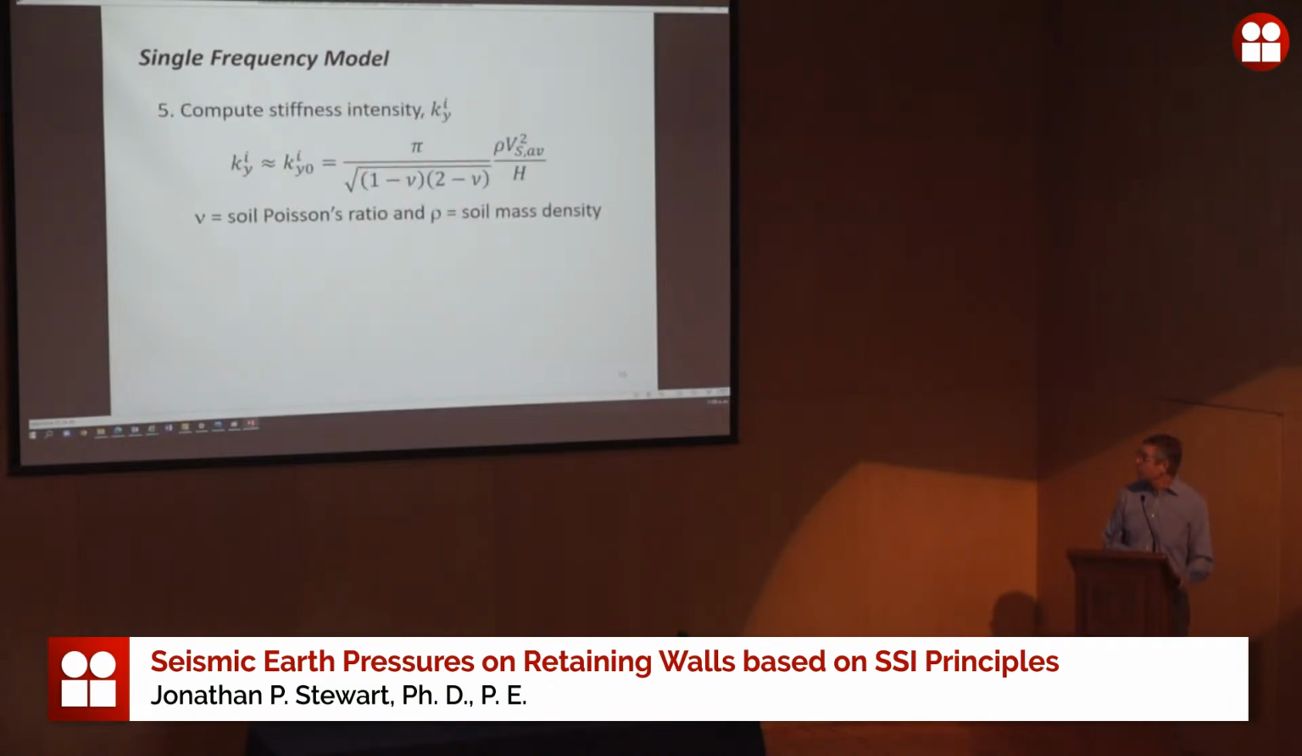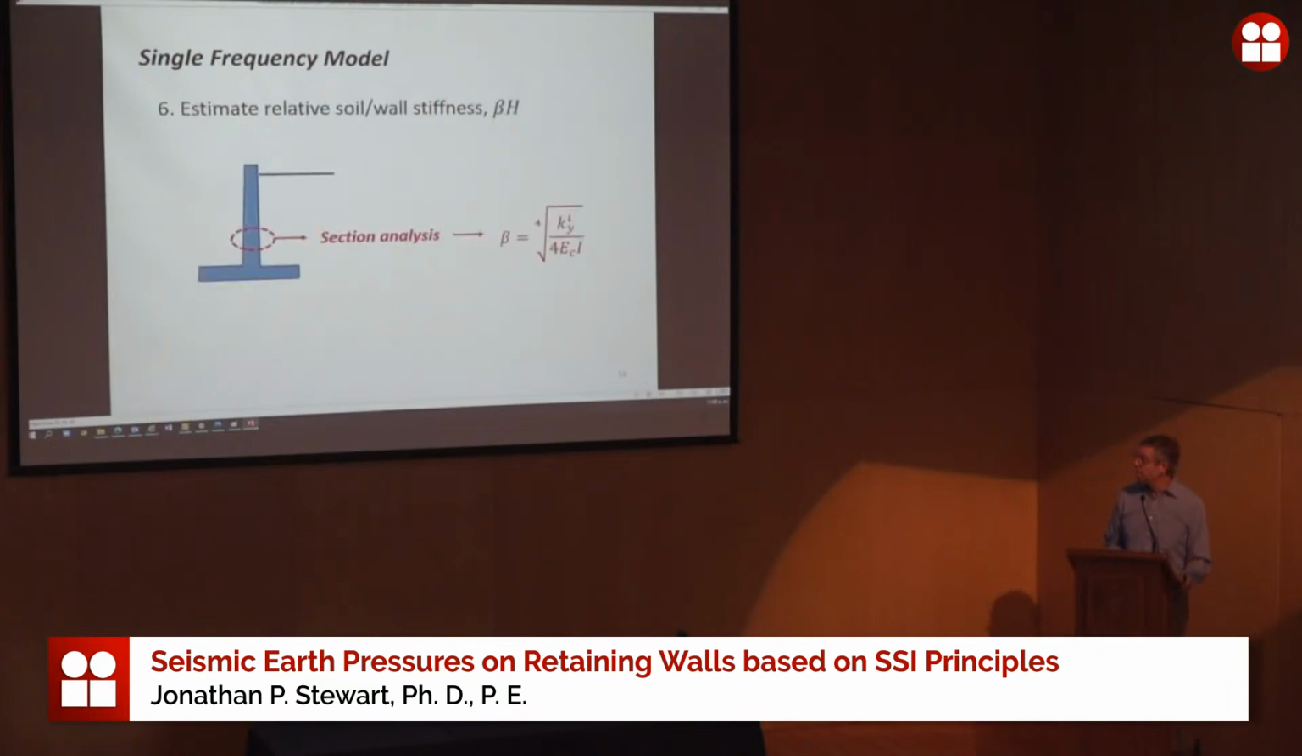Okay, now we have our stiffness intensity. The stiffness intensity equations in literature are frequency dependent. We've simplified them to frequency of 0 solutions, again, to make it easier to use. You need Poisson's ratio, the shear wave velocity we calculated before, and the wall height, also the mass density. The Poisson's ratio for sand's about 0.3, so really you just need the shear wave velocity for this step.